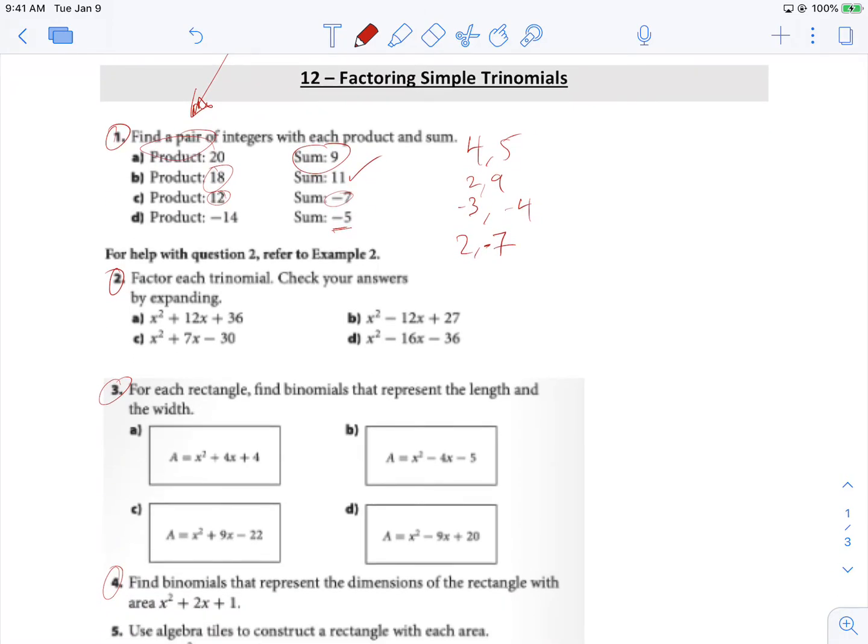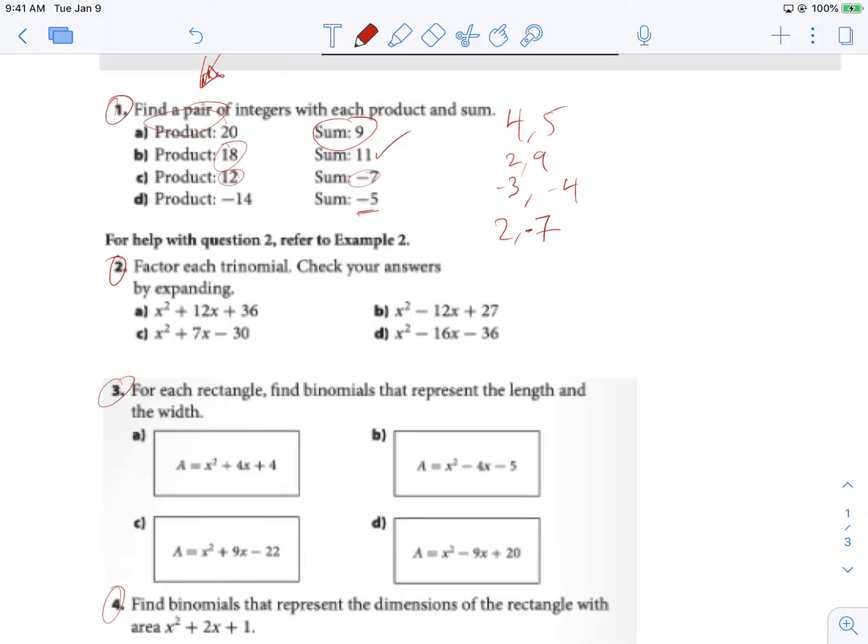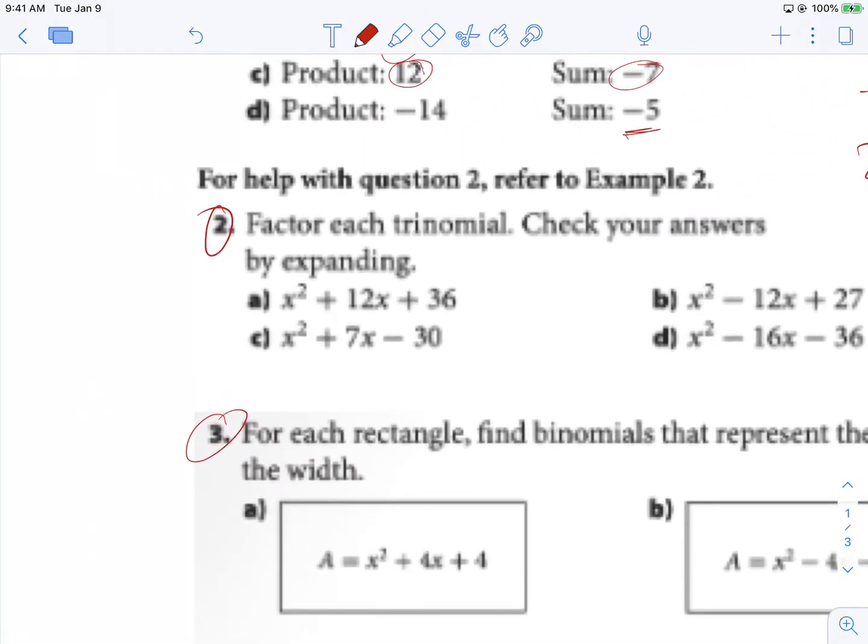Okay, number 2, factor the trinomial. So our first one, we have x squared plus 12x plus 36. So we've got to find numbers that add up to 12 and multiply to 36. So what multiplies to 36? Well, 6 and 6 multiply to 36, and 6 plus 6 add up to 12. So that looks good. So all we do is x plus 6, x plus 6. We found our magic numbers.